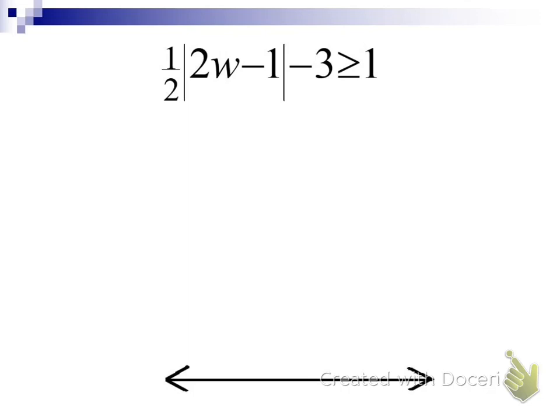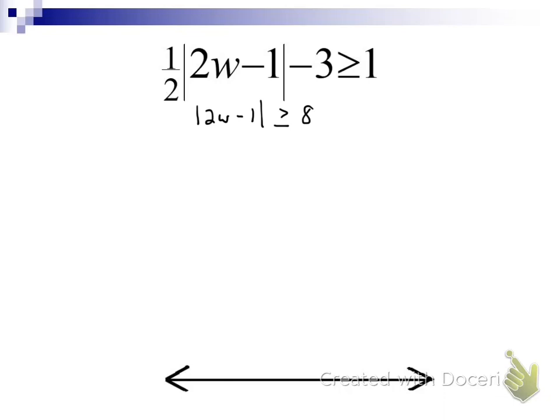First of all, we got to solve. We got to isolate our absolute value. So we're going to add 3 and then multiply by what? 2. So I get the absolute value of 2w minus 1 is greater than or equal to, add 3, 4 times 2, 8. Everybody agree? So this is how you do an or.